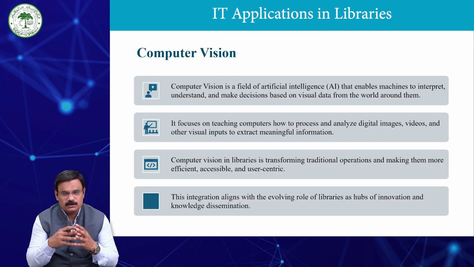What is computer vision? Computer vision is a field of artificial intelligence that enables machines to interpret, understand, and make decisions based on visual data from the world around them. It focuses on teaching computers how to process and analyze digital images, videos, and other visual inputs to extract meaningful information. Computer vision in libraries is transforming traditional operations and making them more efficient, accessible, and user centric.